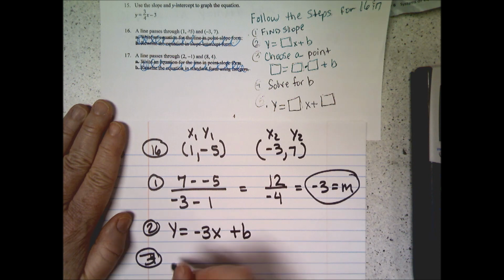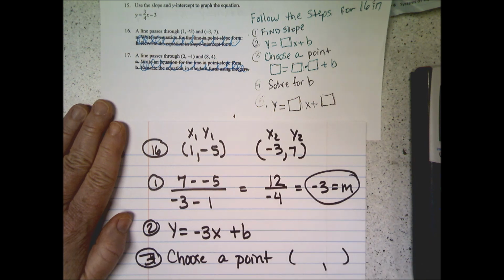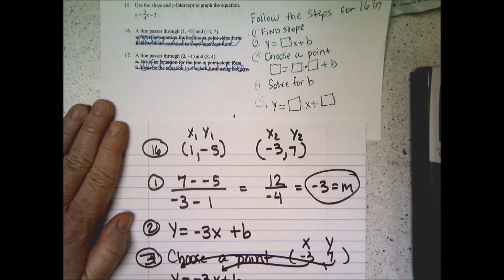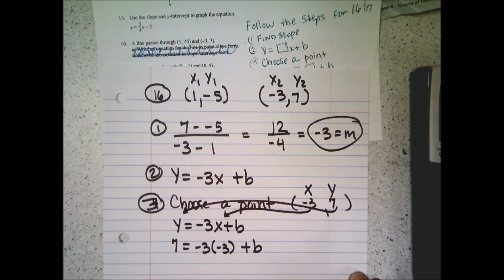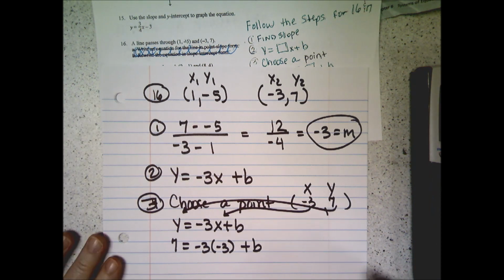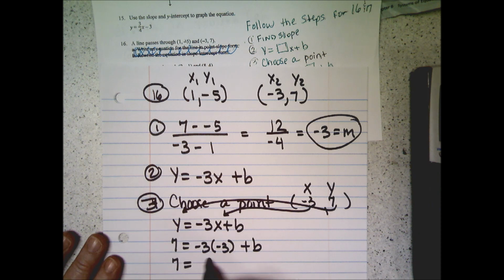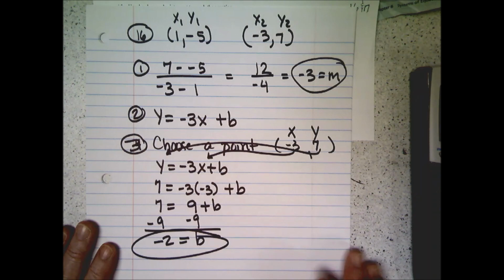Step 3, choose a point. Which one you want to use? Okay, so here I go. This is x and this is y. I'm going to use it here. Okay, got it plugged in. Y'all with me? Okay. Got a little math to do. That's 9. Subtract the 9 from both sides. b is -2. Okay, so you've identified m and b.